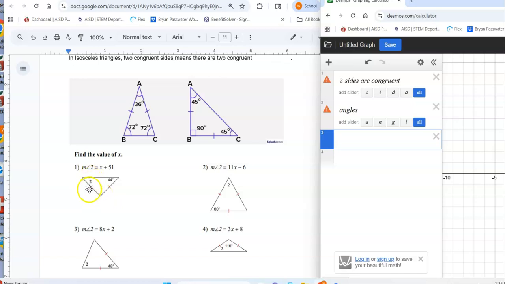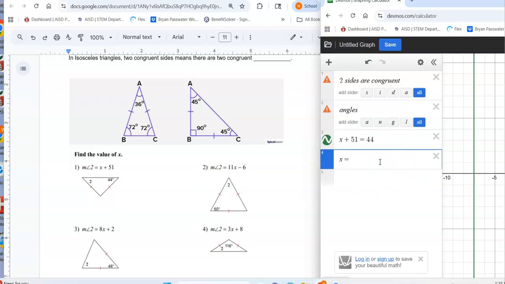But this is saying angle 2 is 44. So number one is just x plus 51 equals 44. And then you would subtract 51 from both sides. X is negative 7. And that'd be the answer for number one.